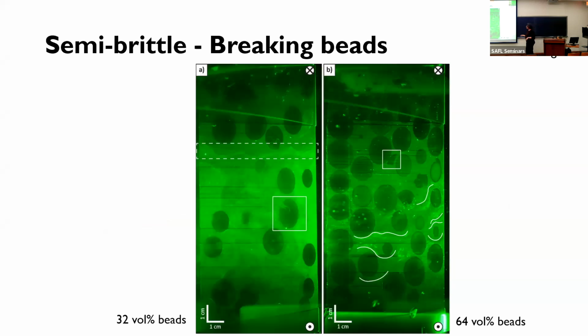We started varying the percentage of beads that are in the experiment. On the right, we have 64% of beads by volume, and the rest is the fluid. And on the left, we have 32% by volume of beads, and the rest is again fluid. And in both cases, we see individual grains that are fractured. We see some fragments of individual clasts.